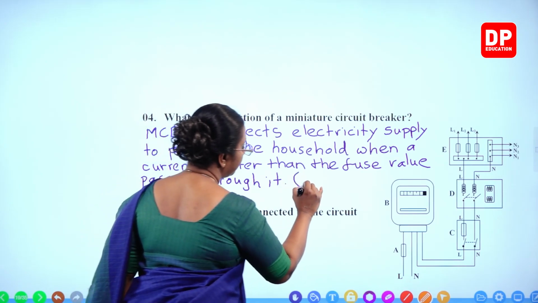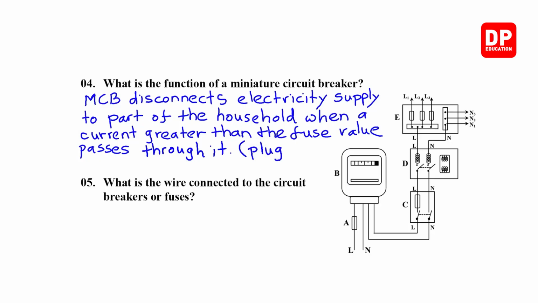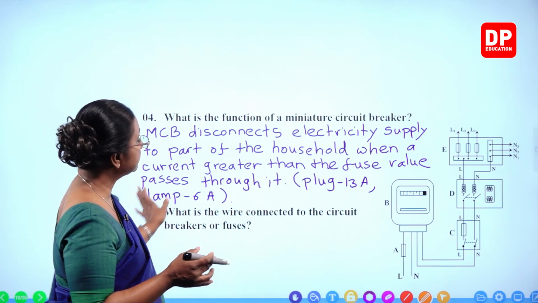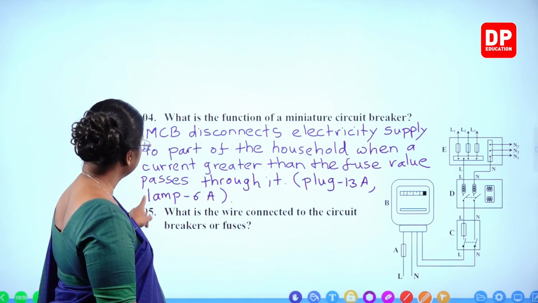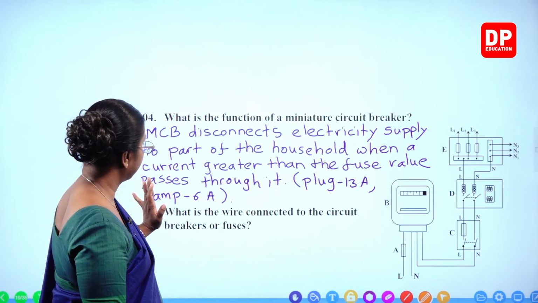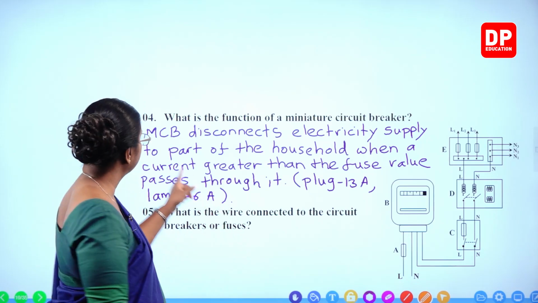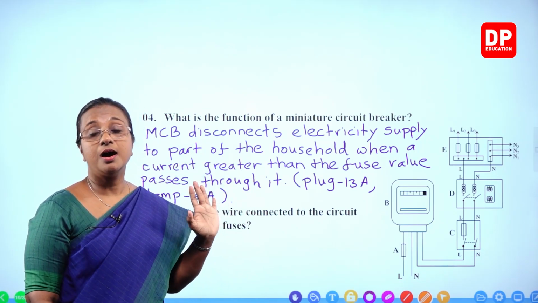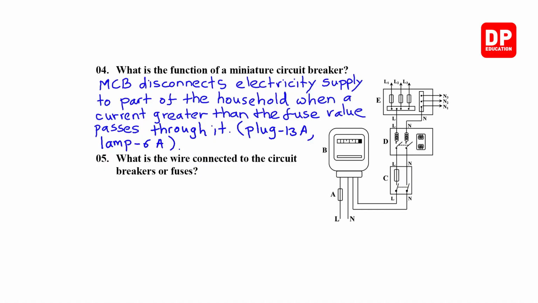So you know, plug 13 amperes, lamp 6 amperes. So through the plug circuit, if it is more than 13 amperes, electricity will be disconnected. Through the lamp circuit, if it is more than 6 amperes, electricity will be disconnected. But you have to remember, it is only to the part of the household, not to the whole household. So that is the function of a miniature circuit breaker.